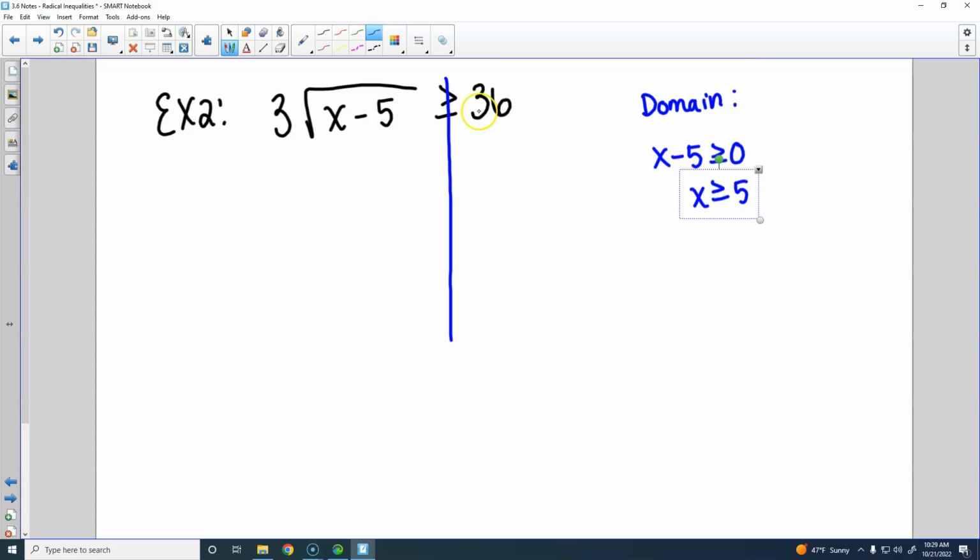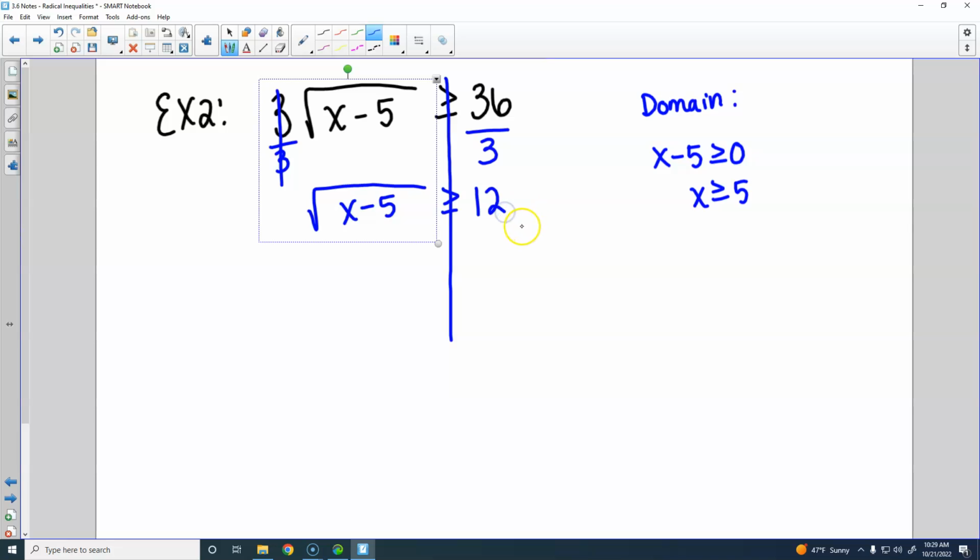All right, so if we're going to solve this, we want the square root by itself first, so I'm going to divide off that 3. That gives me the square root of x minus 5 is greater than or equal to 12. I need to get rid of the square root, so I will square both sides. So x minus 5 is greater than or equal to 144. And then I will add 5. My answer will be x is greater than or equal to 149. So this is my answer.